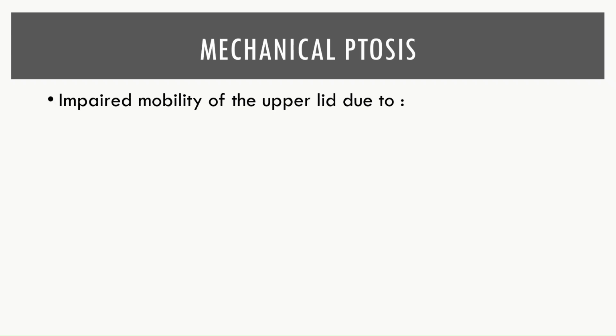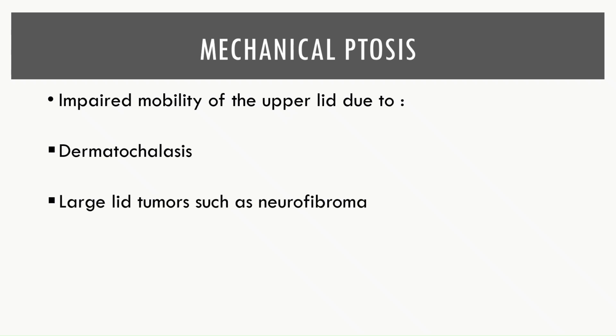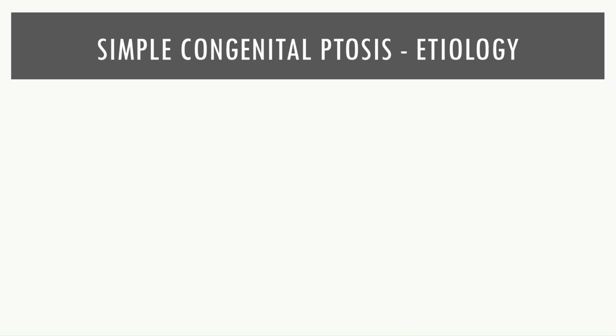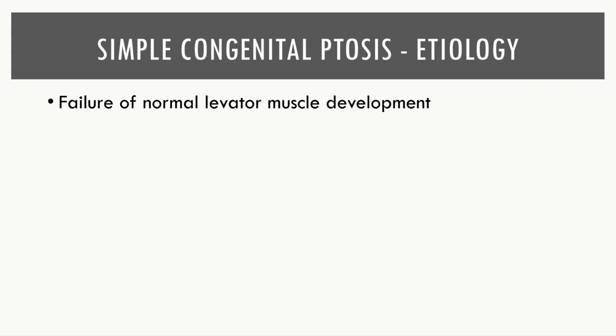Mechanical ptosis is caused by impaired mobility of the upper lid due to dermatochalasis, large lid tumors such as neurofibroma, scarring, or severe edema. Congenital ptosis is caused by dysgenesis of the levator muscle rather than nerve involvement. It is often sporadic and sometimes familial.